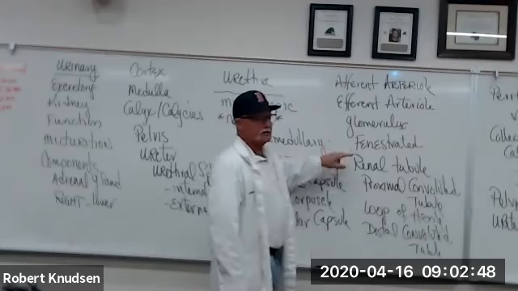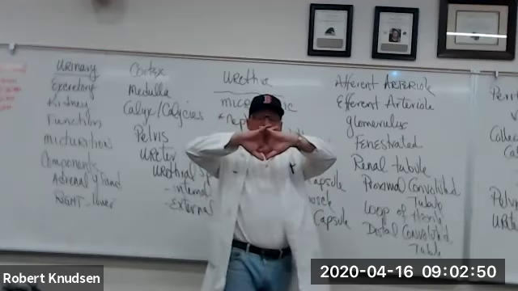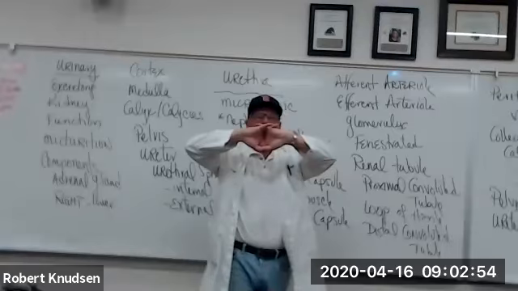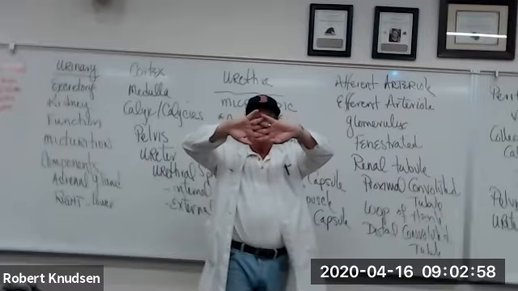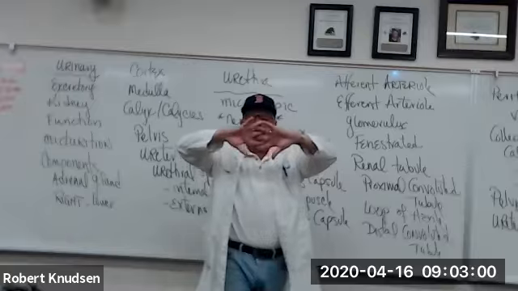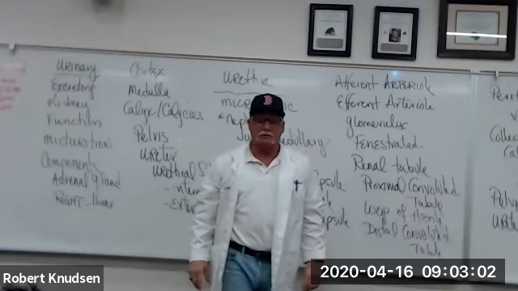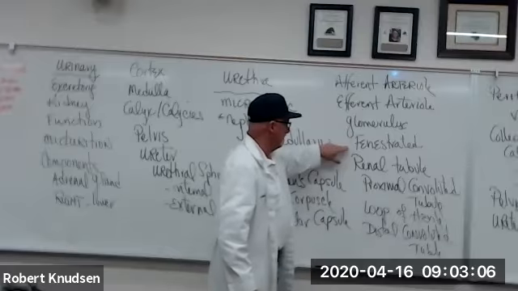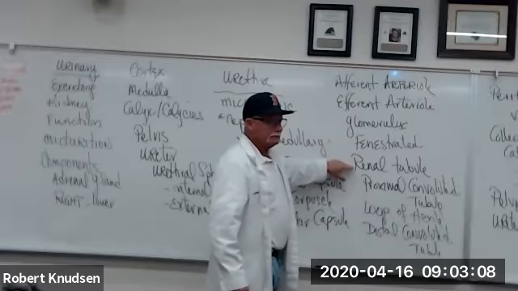Glomerulus. Fenestrated. Remember what those were? Remember when we did capillaries? We said there's closed capillaries, or continuous capillaries, and discontinuous capillaries. Discontinuous capillaries, there's ones with small holes called fenestrated, and there's ones with big holes called sinusoid. Fenestrated, small holes. That's what the filtering system is. Then there's the renal tubule.